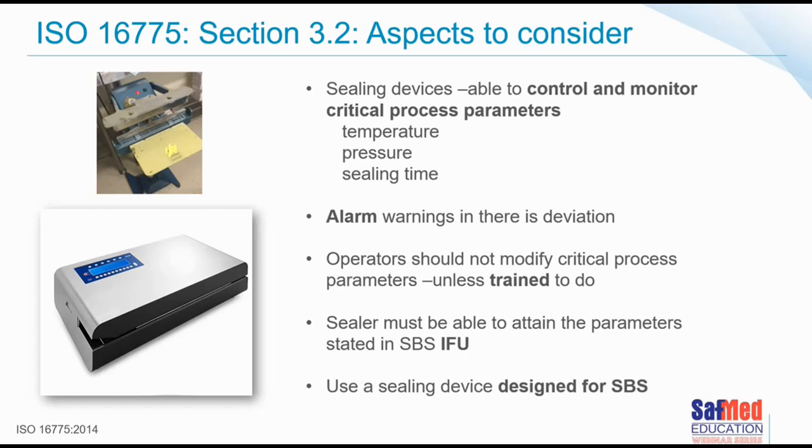You need a heat sealing device as per the standard that has alarm warnings if there are any deviations from the process parameters of temperature, pressure, and sealing time. You need one that can control it, and you need one that can monitor it. A foot-operated heat sealer doesn't do that. Operators should not modify the critical process parameters unless they have been trained to do so.